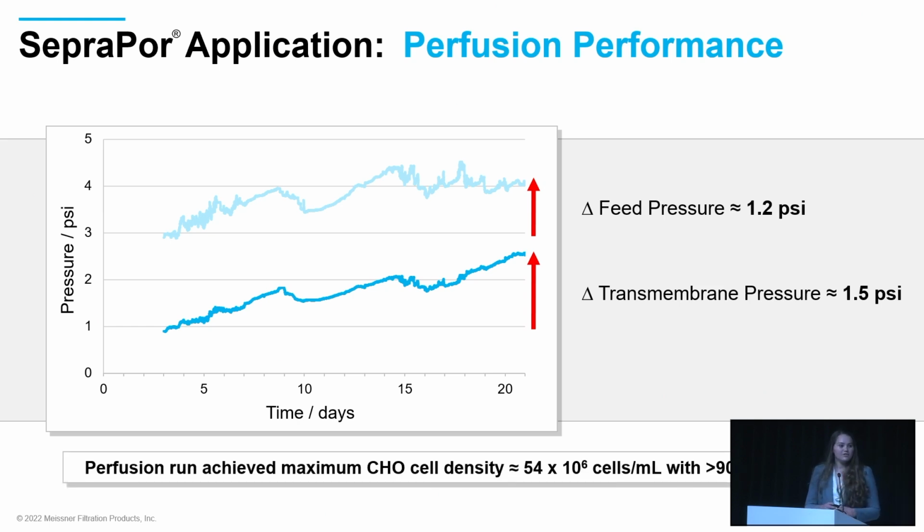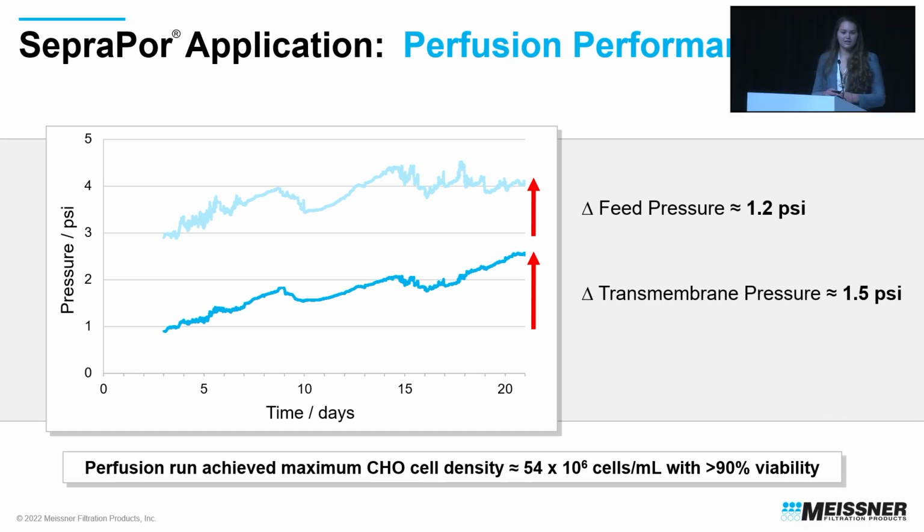Furthermore, we were able to reach a maximum cell density of 54 million cells per milliliter and maintained a cell viability over 90% throughout the entire run. Overall, the membrane performance was consistent and minimal fouling was observed.